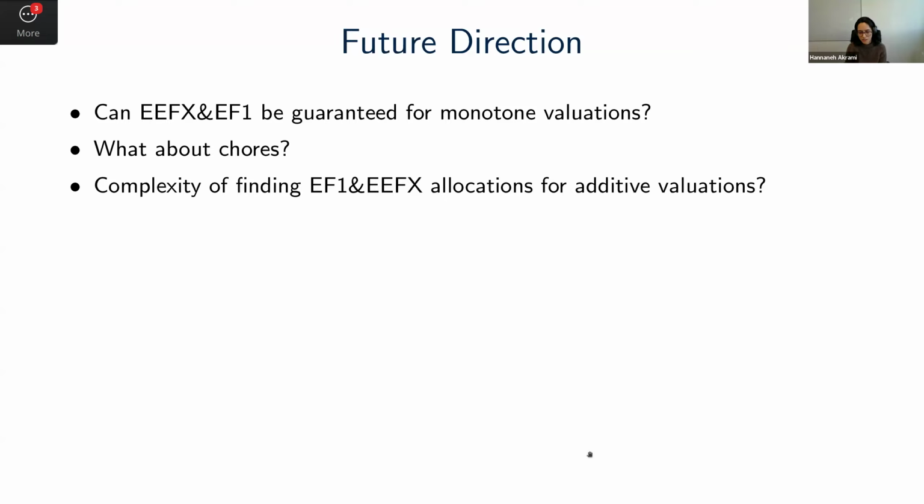But we don't know whether there exists a polynomial time algorithm for additive valuations that could guarantee these two notions at the same time. For additive valuations, guaranteeing each of them individually is possible in polynomial time.